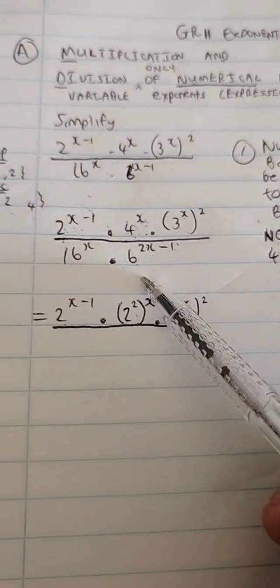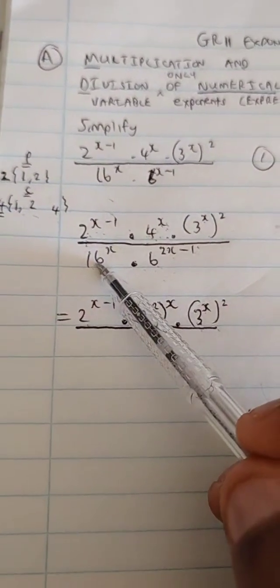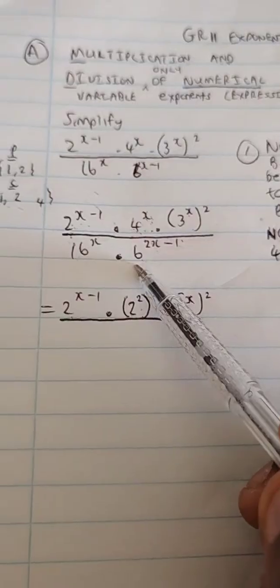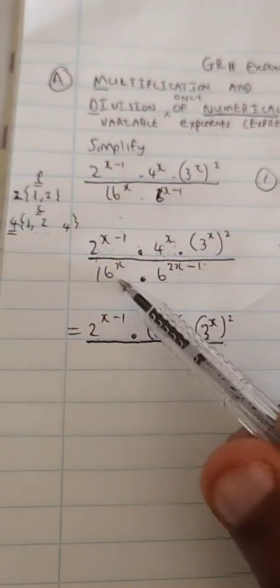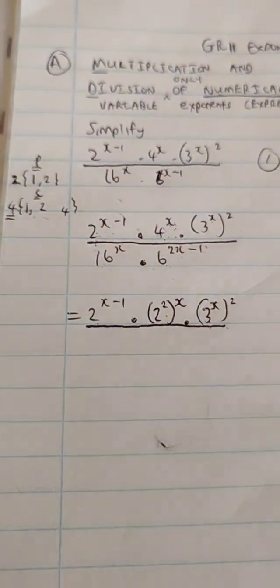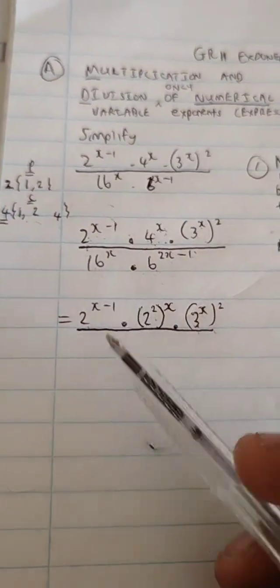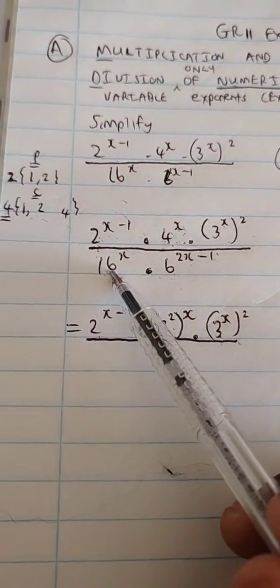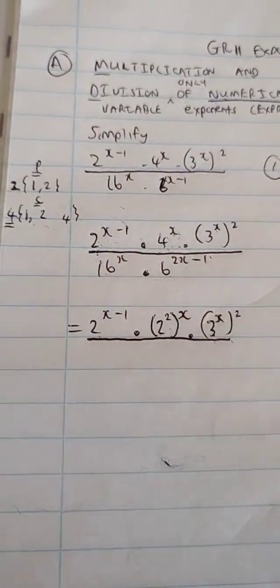Now we go down to the denominator. 16 is not a prime number and 6 is not a prime number. So we now have to convert 16 to a prime base. How do we do that? Well, we are going to use our calculator because maybe in our heads we don't know, but let me check in the comment section, guys. What is 16 as a prime base?